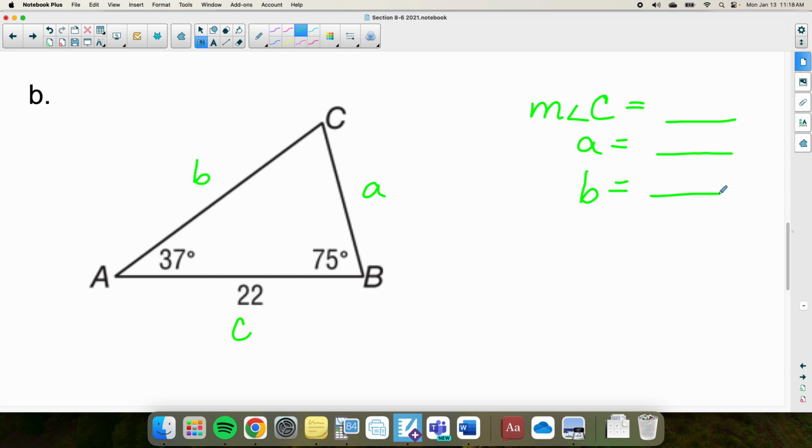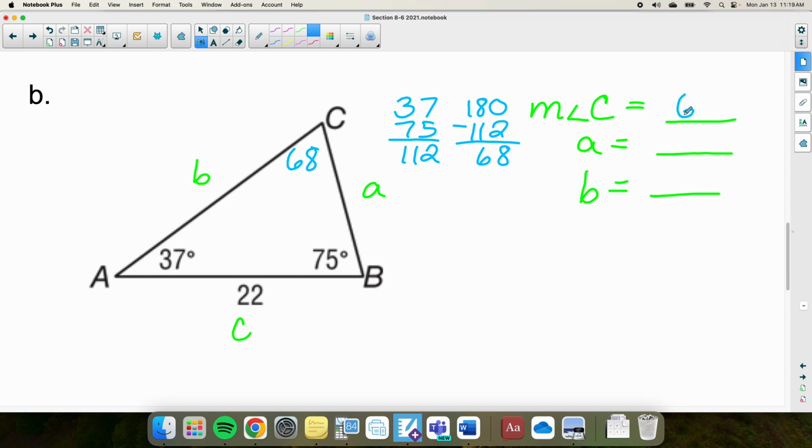Okay? Now, to use law of sines, you need an angle and its opposite side. You need to know both of them. And in this one, when you look, we don't know that. But could I figure something out so I could? Yeah. Can I find angle C? Yep. Yes. So I can add 37 plus 75, which is 112. And I can go 180 minus 112, which is 68, and write that in here.